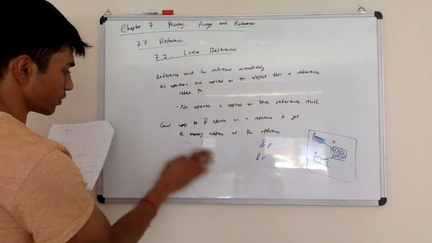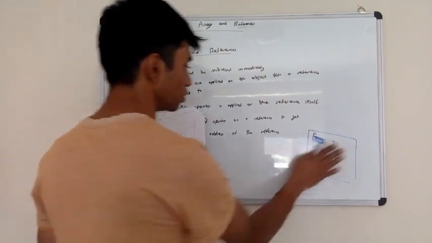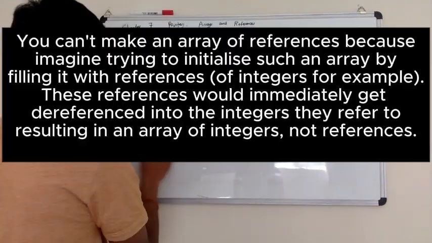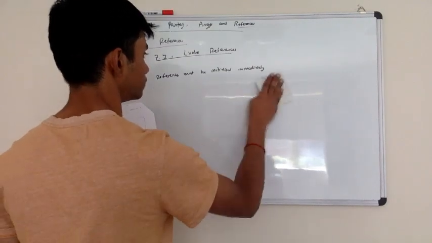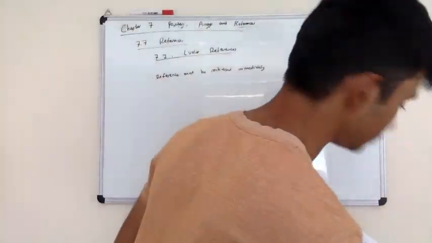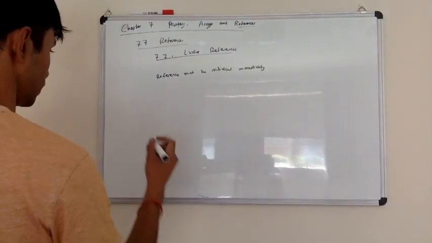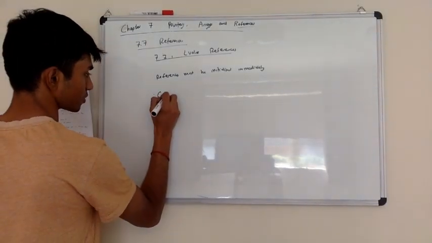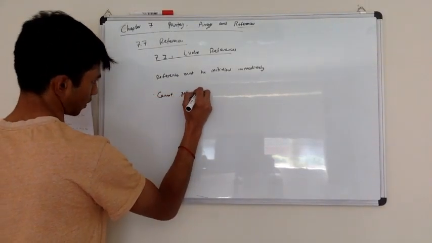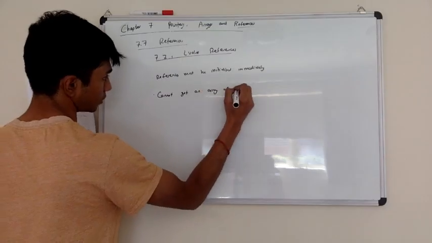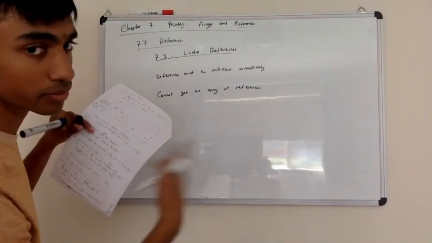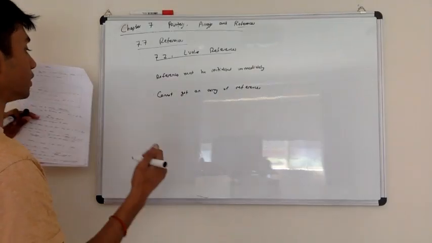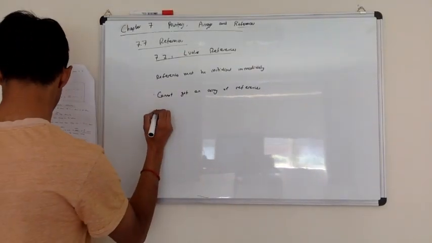You cannot get an array of references. And I feel like I remember looking at this. I don't remember why this is the case. But you cannot get an array of references. Trying to make an array of type, reference of integers or something, is not legal.